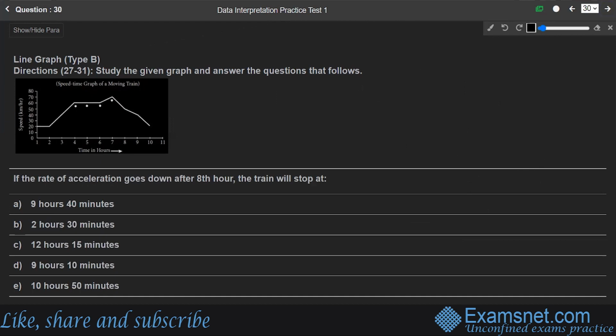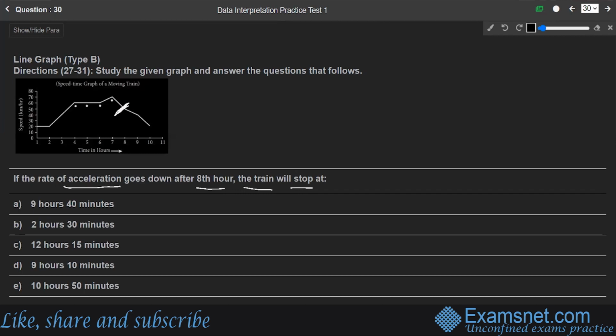Now, for the same graph, we have to find out something else. If the rate of acceleration goes down after the 8th hour, the train will stop at what time? In what time will the train stop? So clearly we'll have to see the data first. He's saying that the rate of acceleration goes down after the 8th hour. So let us see what is happening after the 8th hour.